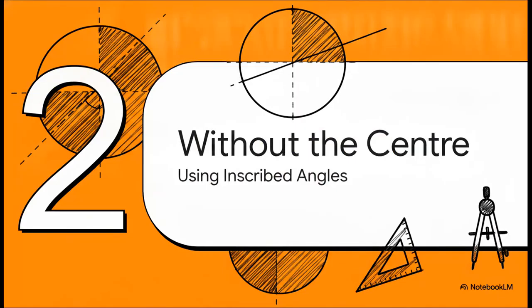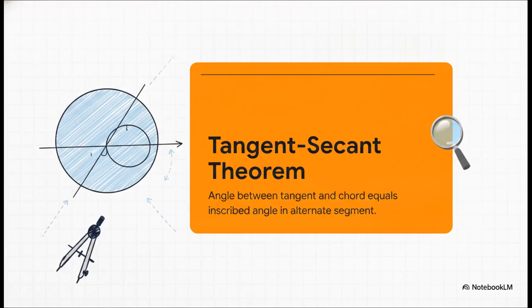Well, mathematics always provides a way. This brings us nicely to our second technique, constructing a tangent without using the center. Because the center is missing, drawing a radius is out of the question. Instead, we have to rely on a beautiful geometric concept known as the tangent-secant angle theorem. This theorem tells us that the angle between a tangent and a chord is exactly congruent to the inscribed angle located in the alternate segment.